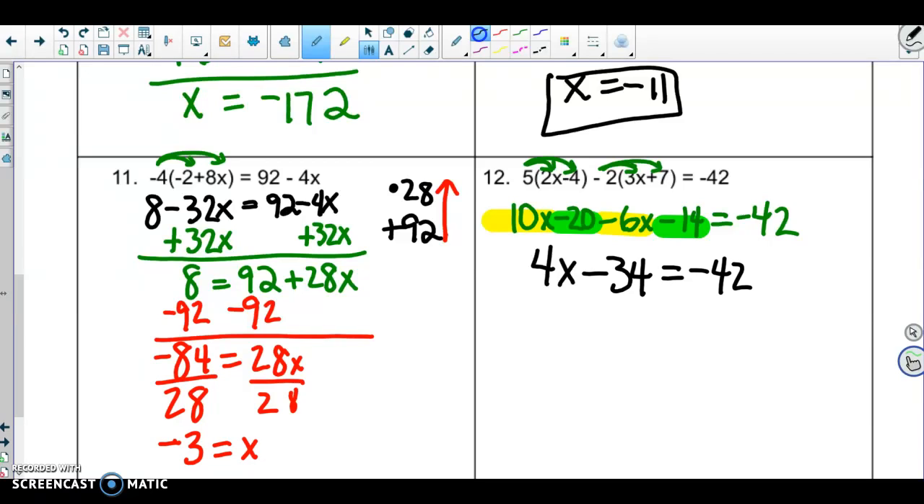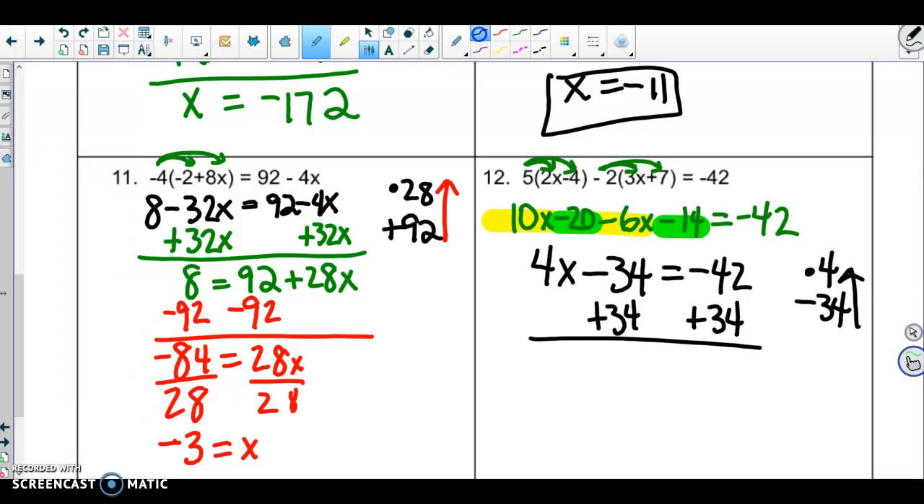So what's being done to x? Well, we're multiplying by 4, and we're subtracting 34. So in order to get rid of it, I need to do the inverse. I need to do the opposite. So I'm going to add 34 first. And when I add 34 to -42, I end up with -8. And that equals 4x on this side, because those are gone.